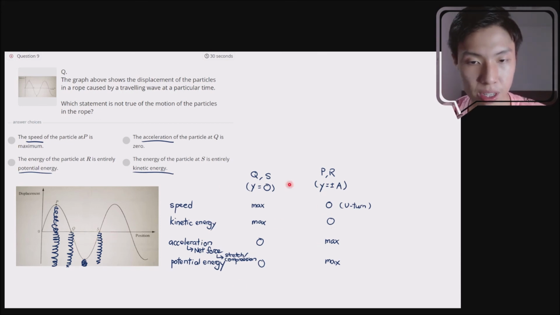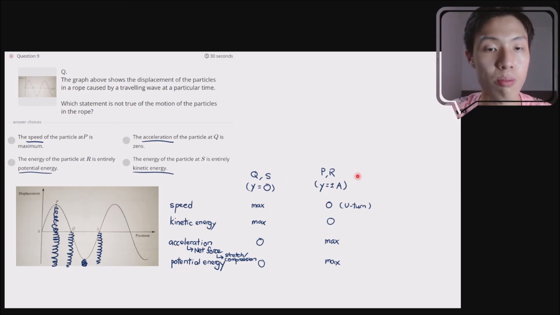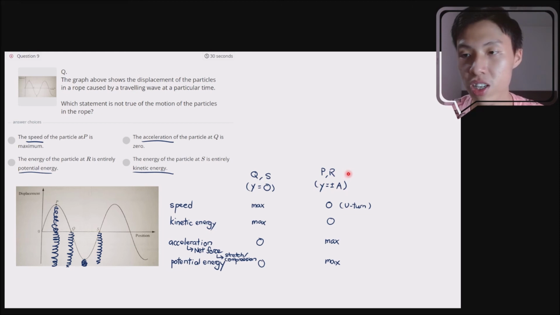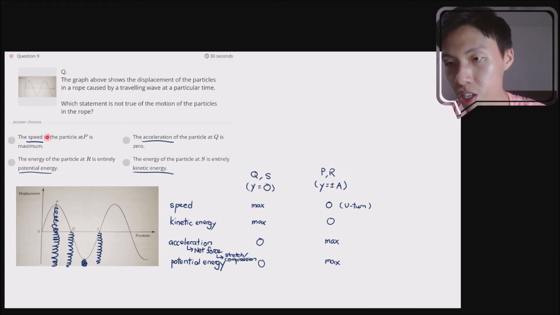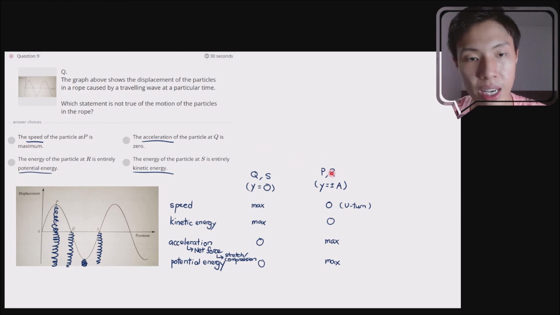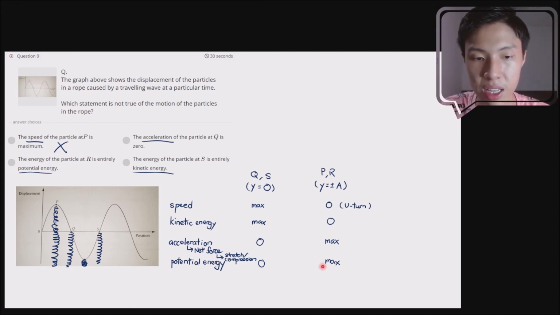Okay, so now we have completed this table over here. We have determined speed, kinetic energy, acceleration, and potential energy at the equilibrium position and the maximum displacement. So let's try to check it out. The speed of the particle at P is maximum. At P, speed is maximum? No, it's 0. So we know that this statement here is wrong. Next, the energy of the particle at R is entirely potential energy. Yes, maximum potential energy means 0 kinetic energy. So all the energy is potential energy. So this statement here is correct.